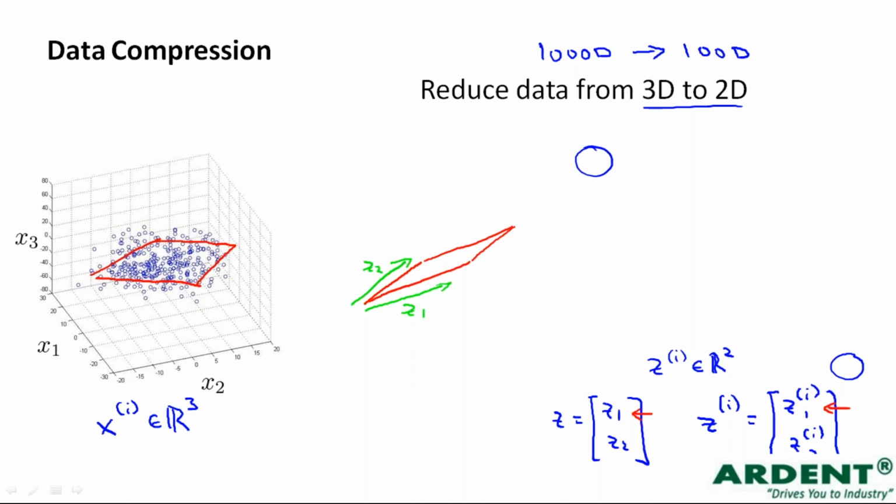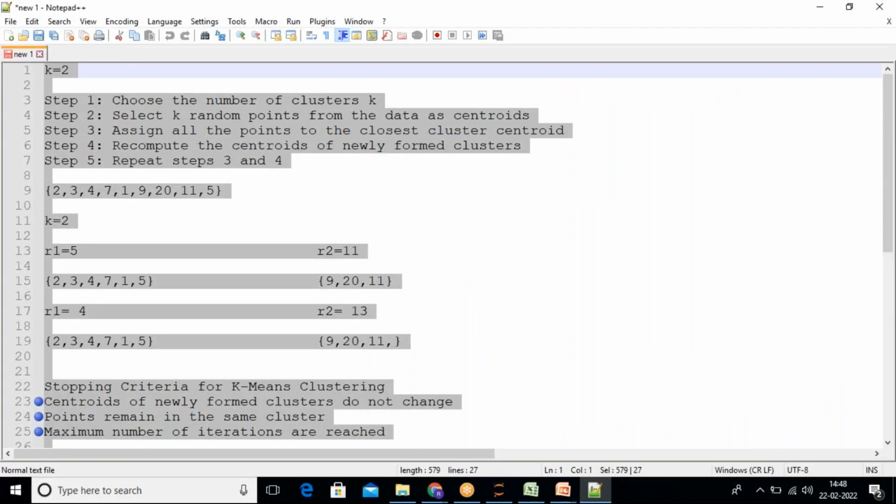Now if you want to establish this matrix factorization, then you have to learn one algorithm, and that algorithm is basically called PCA, principal component analysis. The most common approach to dimensionality reduction is called PCA, principal component analysis.